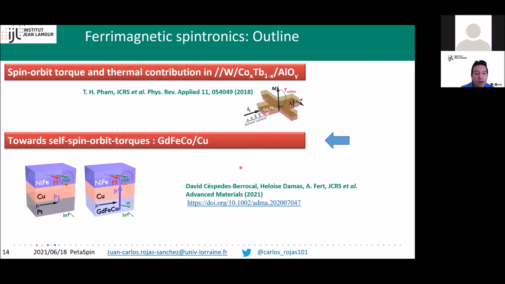In this second part, what I want to show you is that magnetic materials, and particularly ferrimagnetic materials, are very efficient at producing spin current, which we call self-torque or self spin-orbit torque. I will show you in this case gadolinium iron cobalt copper, and I will compare, for example, with platinum copper.